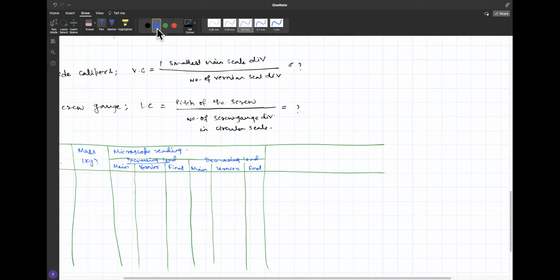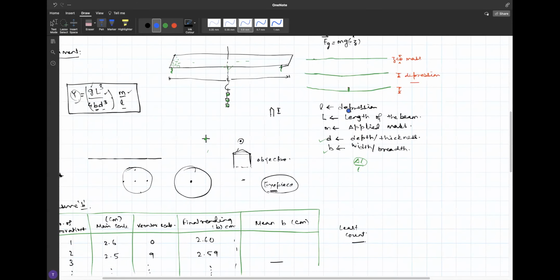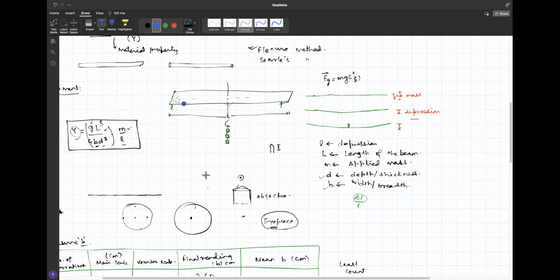Excuse me, ma'am. The reading in the microscope would be small l. So what is the small l? Let's see what the small l is. And also, what is the depth and thickness? Yes, say it again. What is the depth and thickness? Yes, ma'am. Of which object are we calculating here, ma'am? For the beam, the deflection is happening for the beam, right? There was a beam in the video which is deflecting.